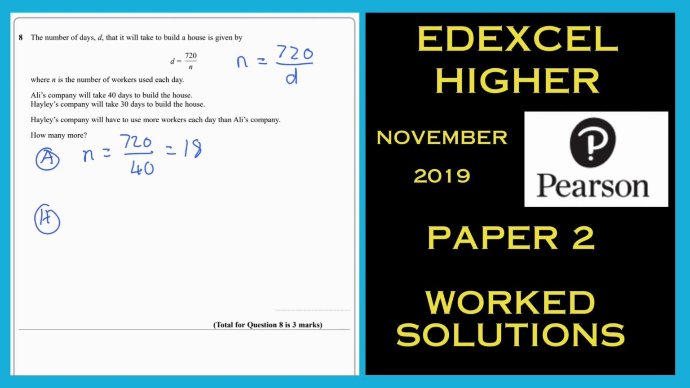On to Haley. Same approach. 720 divided by the 30 for her company. You get 24. Haley's company will have to use more workers. How many more? Nice and obvious now. Done all the hard work.